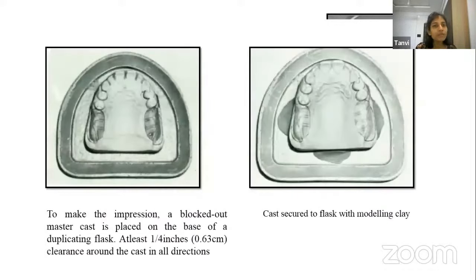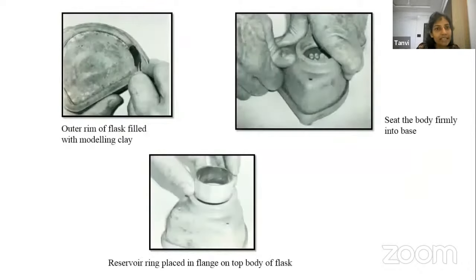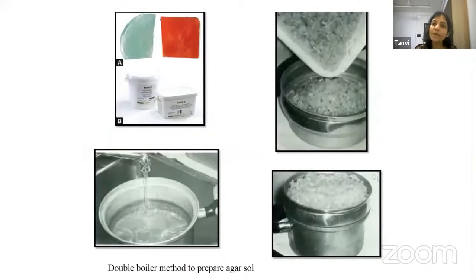So for this duplication purpose, the master cast is placed on the base of the flask. It is placed in position and secured to the base properly. Then comes sealing the base, sealing the outer rim of the flask, placing the body, and placing the reservoir on it, then preparing the agar-agar material in the double boiler.